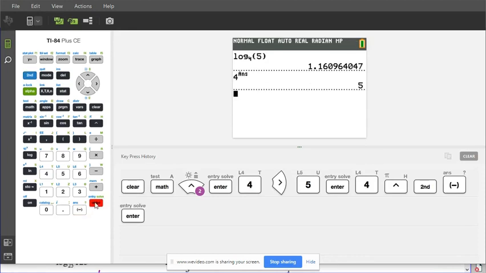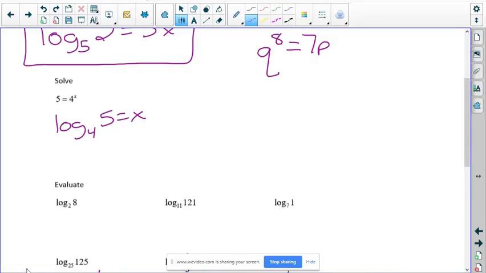we get 5. Now, these decimal answers are an approximation, and they're very useful when you're trying to solve real problems. It is better, when you don't have a calculator, to write it like this. This is actually an answer.